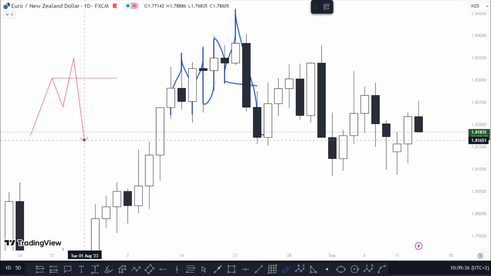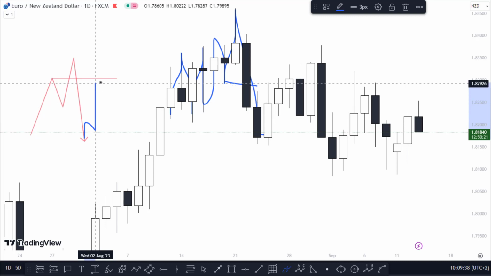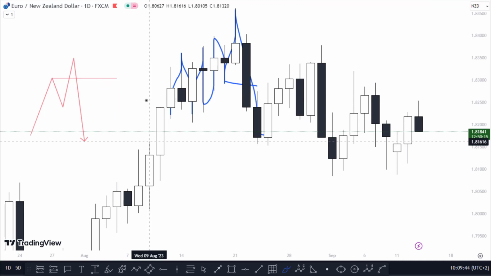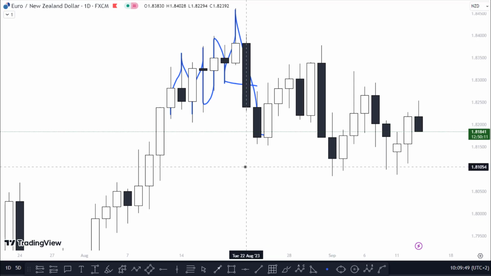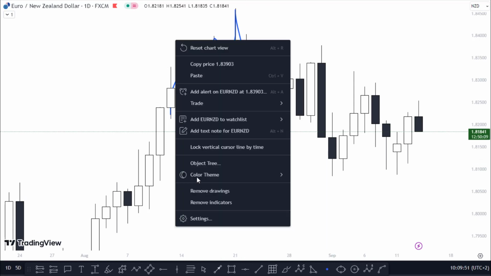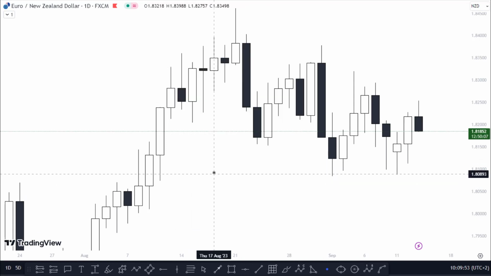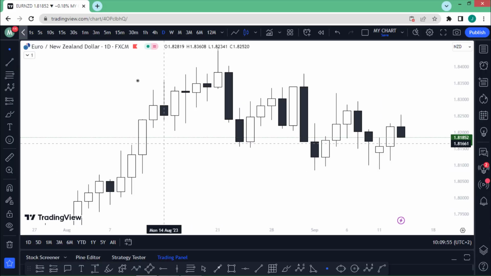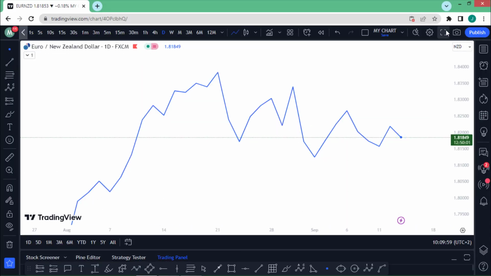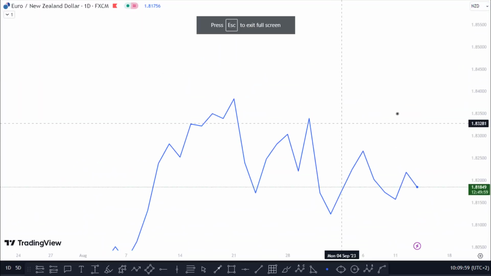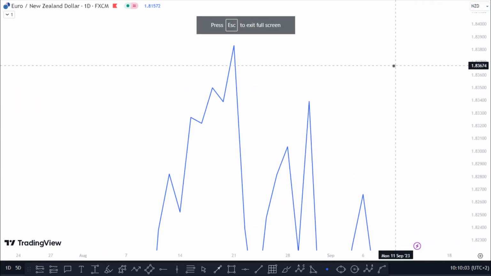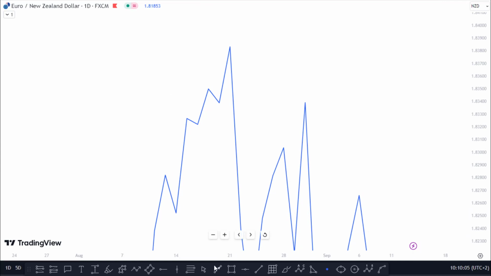So you need to see this on a line chart. Then you have what? You wait for a pullback, then you look for sell opportunity in this area. So here, if I turn on a line chart, let me turn on a line chart like this. On the line chart, you can easily see a structure.